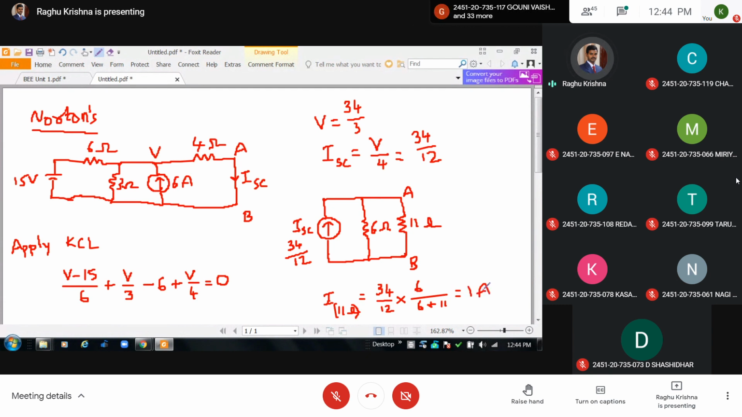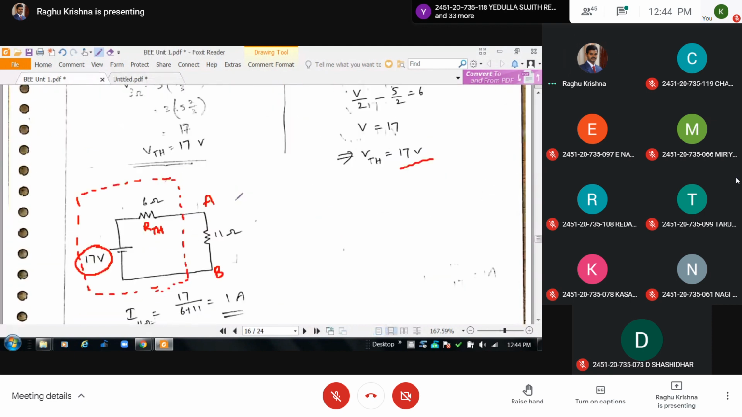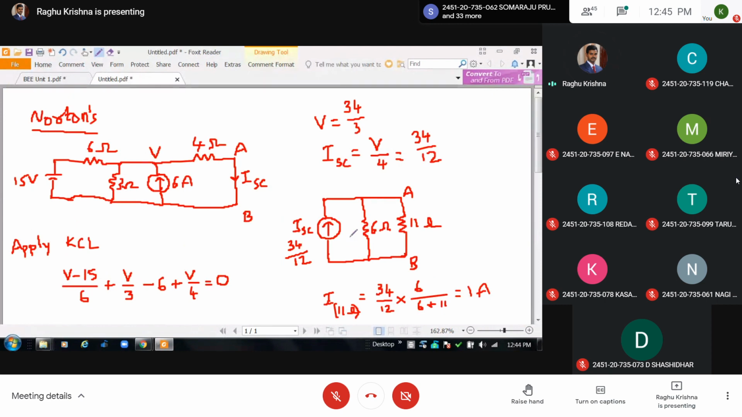I got the same answer here also. The same answer. So here the dotted portion, this is the dotted portion here.